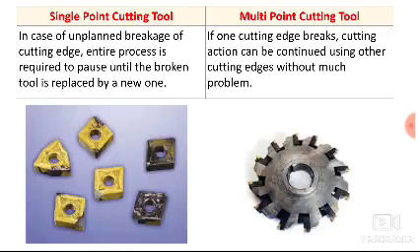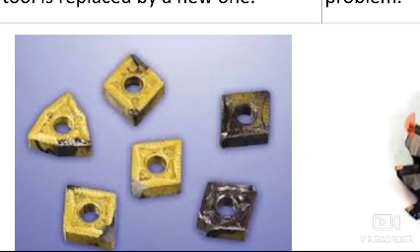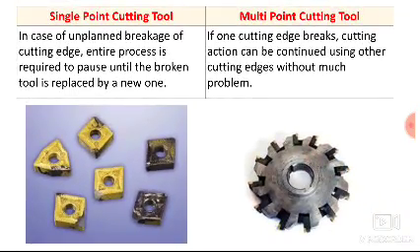Now another difference is, in case of unplanned breakage of the cutting edge, the entire process is required to pause until the broken tool is replaced by a new one. Here you can see some images of broken tools. These are the inserts which you have to clamp over the cutting holder. Now these are broken. So when it gets broken, you have to replace this insert with a new one. And while replacing those inserts, you have to stop your entire machining activity.